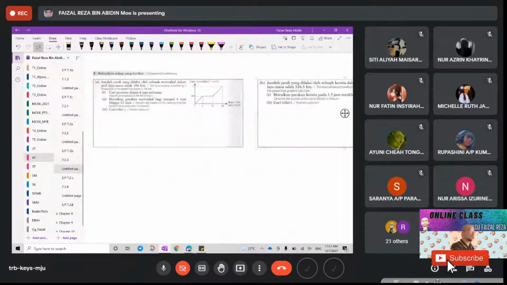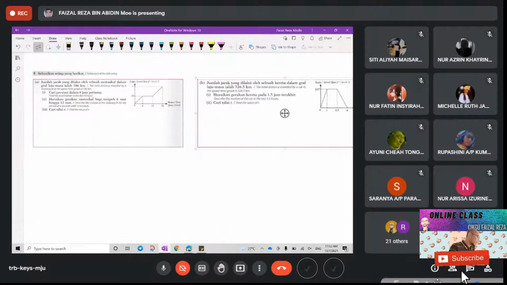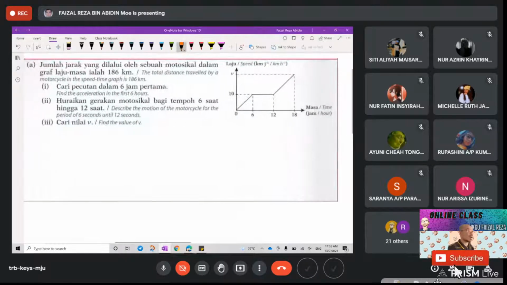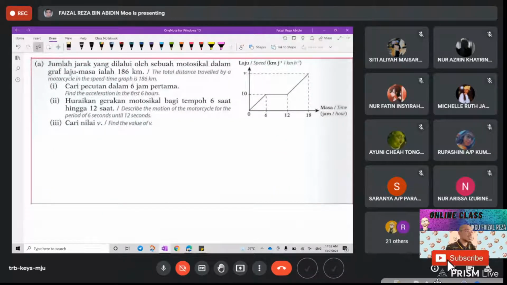Now we are going to look into our Nilam book, page 118. Please open to page 118 in our Nilam book. We are going to look at number 5. The total distance traveled is given already. The total distance traveled by a motorcycle in the speed-time graph is 186 kilometers. The question, number 1: find the acceleration in the first 6 hours.